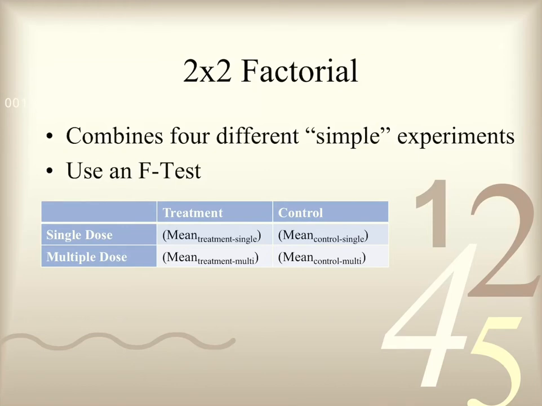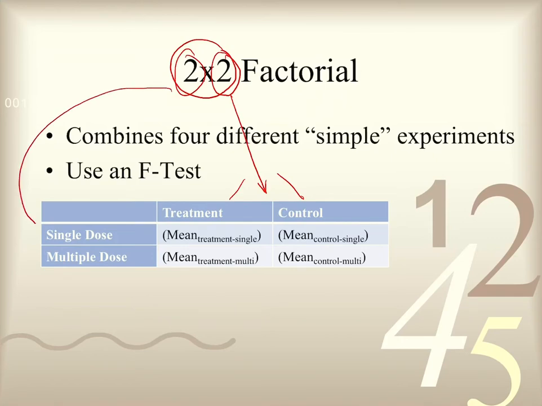Now the most basic type of factorial, the 2 by 2 factorial, is really just a combination of 4 different simple experiments using only half of the participants. So first of all, let me just briefly say this is called a 2 by 2 factorial because we have two levels of one variable, 1, 2, and two levels of another variable, 1, 2. So it's a 2 by 2 factorial.